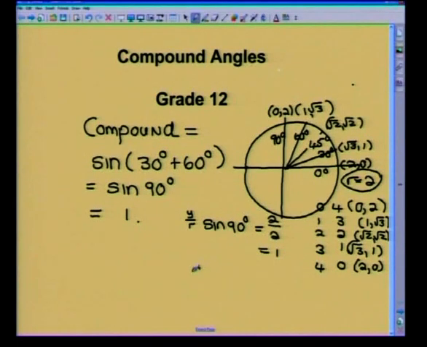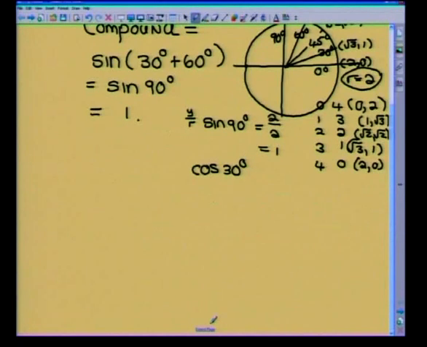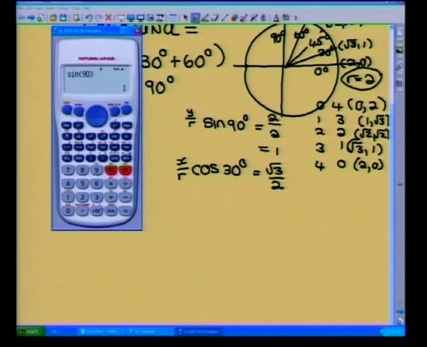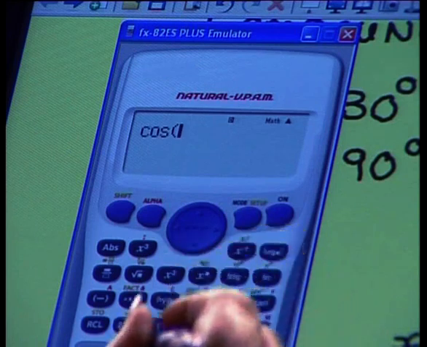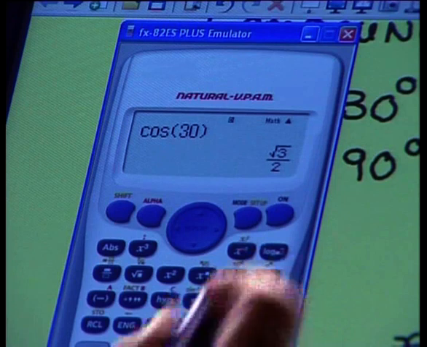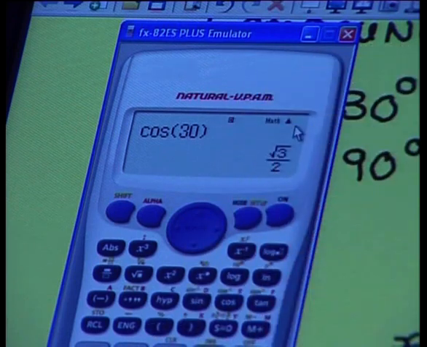Let's take the cos of 30 degrees. Now, by definition, the cos of 30 degrees is the x value over the r. So if I go to my 30-degree arm, the x is going to be root 3, and the r is going to be 2. Now, if I pull the calculator up, let's see if that gives me the same value. And let's clear it. So we're going to go cos of 30. And there you go. You can see that the calculator has given you exactly the same answer.